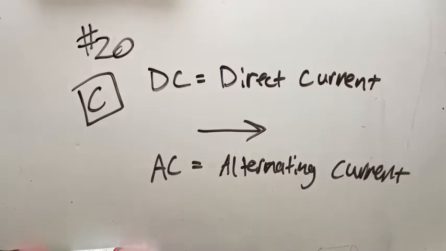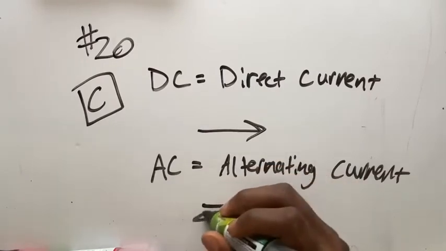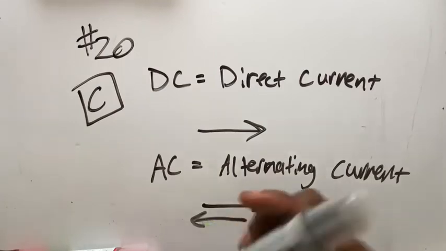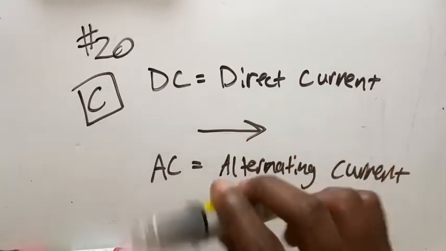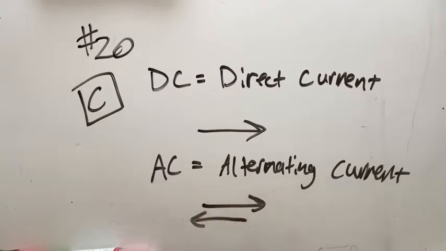It's an alternating current, which means the current flips back and forth. It just doesn't go one way. First it's this way, then it's that way, then it's this way, then it's that way. Current goes back and forth for AC, or alternating current.